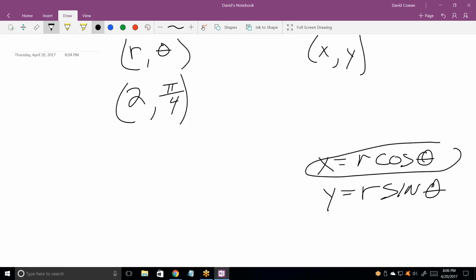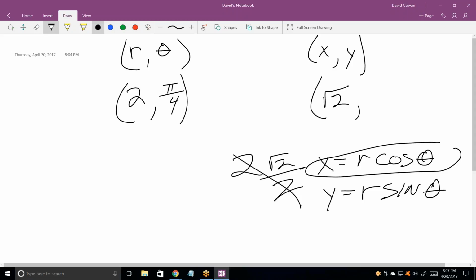R cosine of theta, so x is equal to 2 cosine of pi over 4. Cosine of pi over 4 is root 2 over 2. So 2 root 2 over 2, and so it'll just be root 2. The x coordinate is just root 2, because remember we had to multiply it by r.